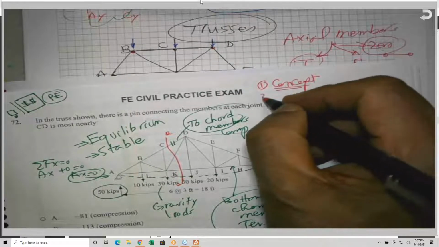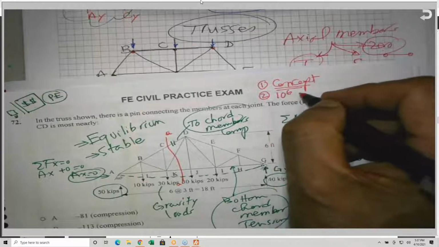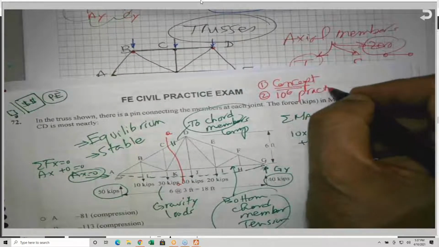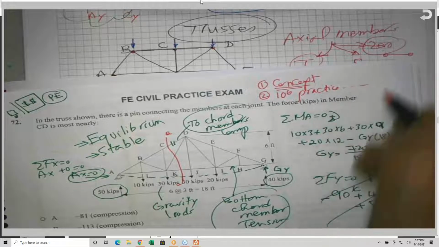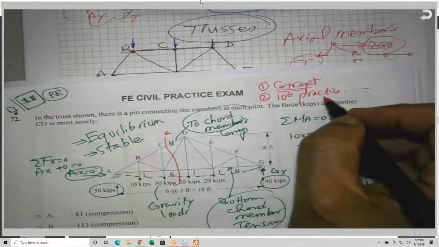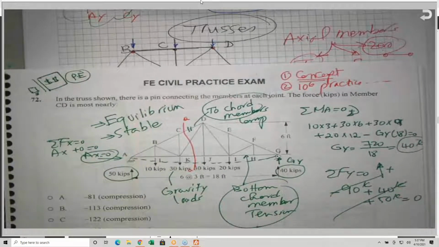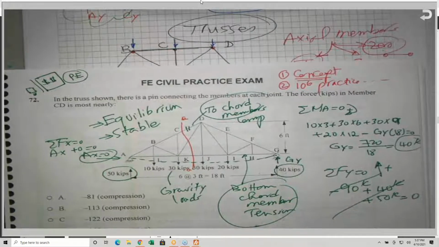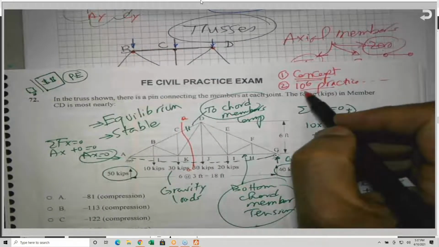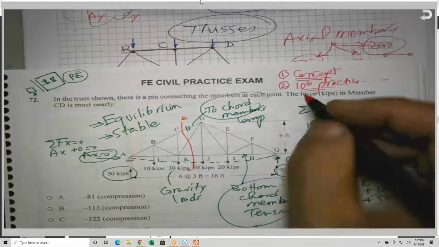Number 2, after the concept, you need to practice, and I would say a million times: practice, and practice, and practice. Sky is the limit. Don't ask whether you need 500 hours or 200 hours. Keep solving and solving. But understand the concept first, and after that, practice by solving many problems. And I will keep you busy.